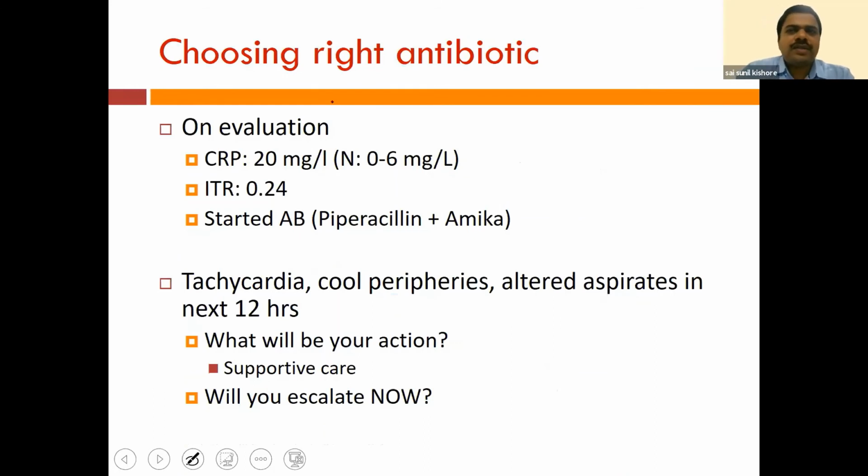Okay, going on, what happened to this particular case? The second scenario which I have given: a baby came to you from some other hospital. On evaluation, this baby had high CRP, the IT ratio was also positive, and initially you started antibiotics, piperacillin tazobactam with amikacin. Then the baby showed some worsening: tachycardia, cool peripheries, and altered aspirates in the next 12 hours. So what will be your action?